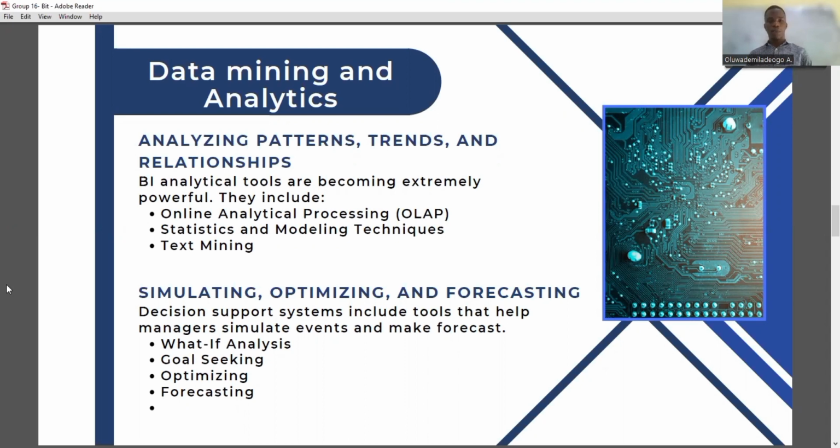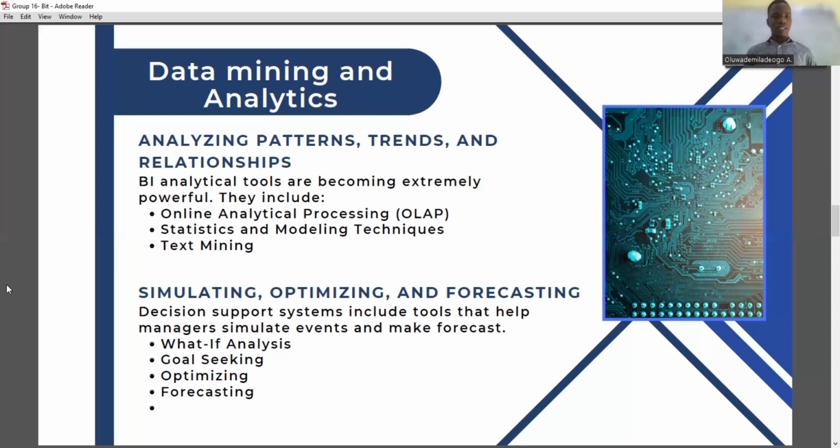business intelligence for strategy. Now, we have various business intelligence analytical tools, and these tools are becoming extremely powerful and popular by the day. They include online analytical processing, which is a system that allows users to slice and dice into data stored in data warehouses for better decision making. These online analytical processing systems are very common, even to the extent that we have Excel, which is also a powerful tool due to the pivot tables and the charting capabilities.